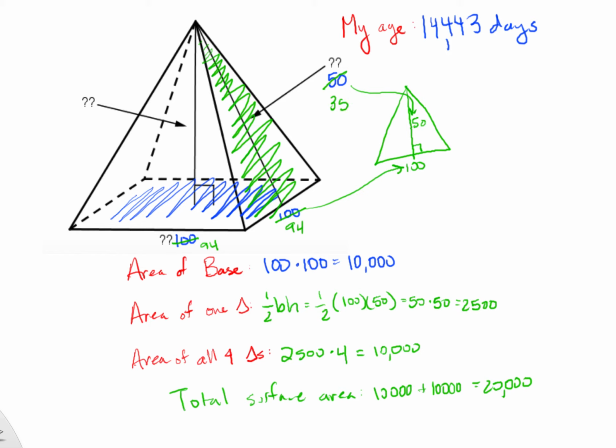Okay, now let me do this in a different color. I'll grab this orangish color here. And now this is going to be 94 times 94. I gotta grab my calculator real quick. That's not one I'm gonna be able to do off the top of my head. So 94 times 94, I got my calculator off to the side: 8,836. And then the area of one of those triangles now is going to be half of 94 times 35. And so that's going to be about 1,645.